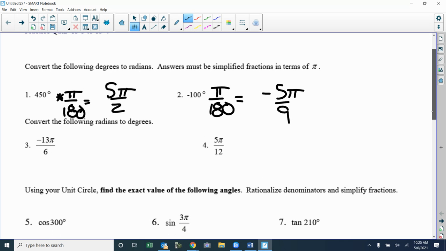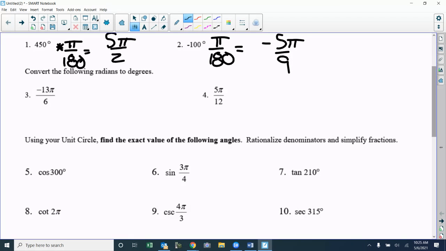Wait, how did this happen? I'm so confused now. Don't you use the divide? I thought it was a division one. Well, you are dividing. You're simplifying a fraction. Yeah.